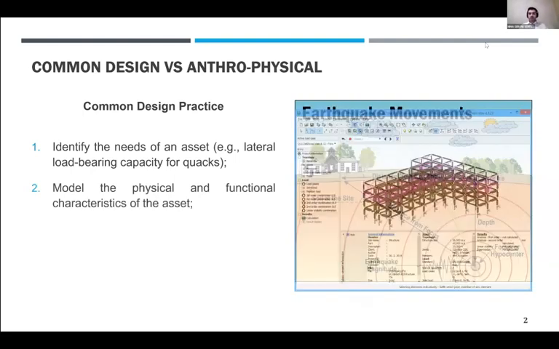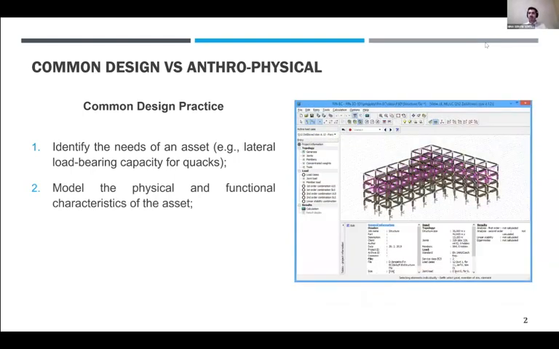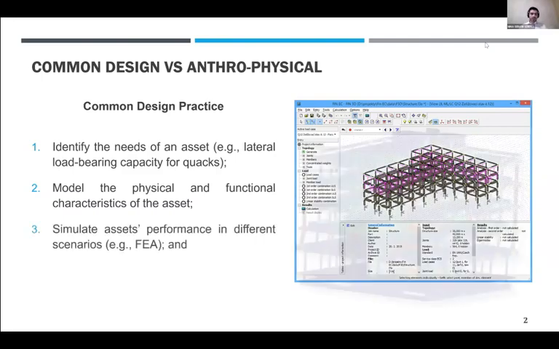Next, we model the physical and functional characteristics of our asset. So we say, okay, I have columns in these locations in the building, and how wide should they be, how tall, and how thick? What kind of material, what kind of grading for the concrete should I use in order to bear all of those lateral loads imposed by the earthquake?